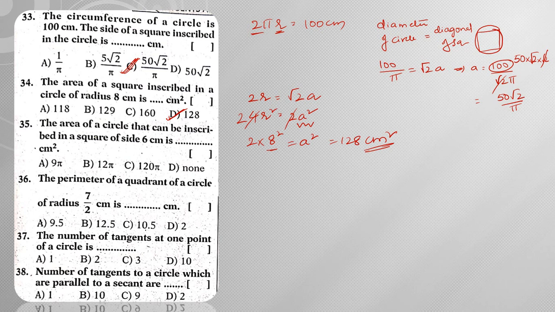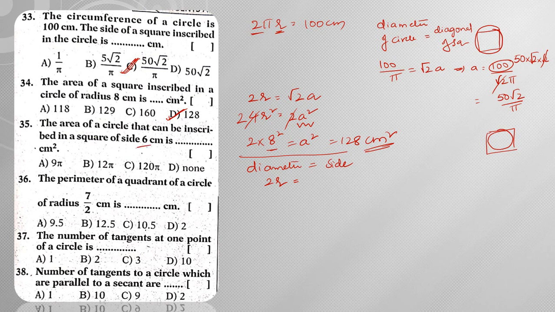So likewise we can do it. Next, the area of the circle that can be inscribed in a square. So now the situation is reversed. Inside a square we are going to inscribe a circle. So in this particular situation, the diameter is equal to the side of the square. Then what is he asking? Area of the circle. So first of all, what is the diameter? The diameter is nothing but 2 times the radius, which is equal to the side of the square.